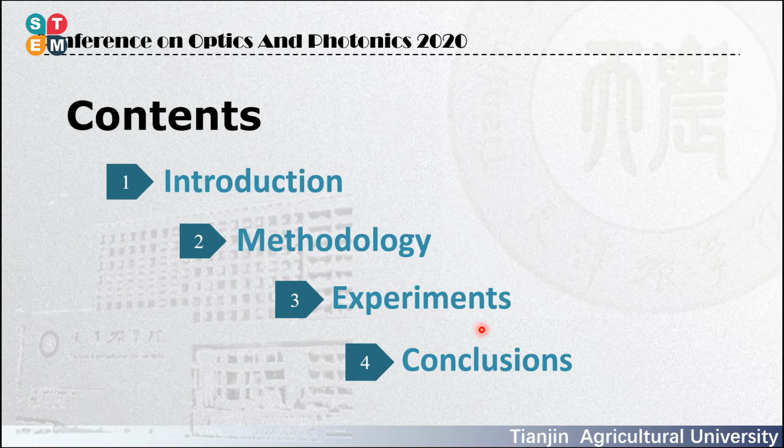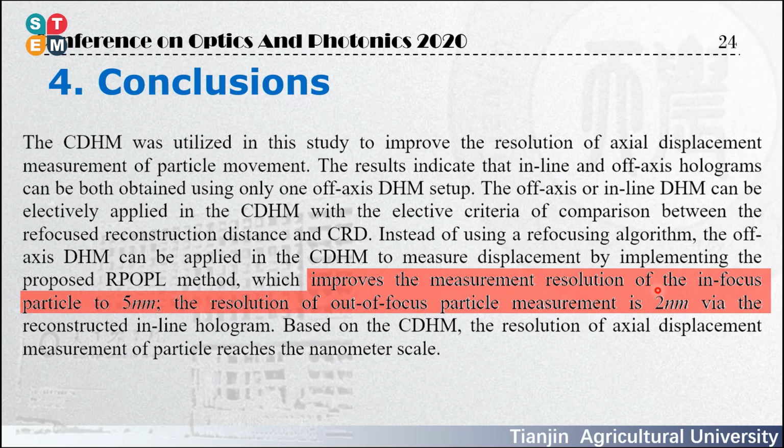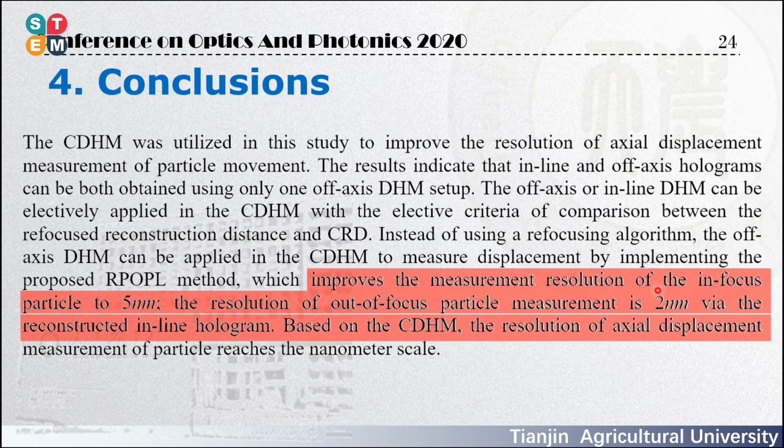At last, we make the conclusions. The CDHM improves the measurement resolution of the in-focus particle to 5 nanometers, and the resolution of out-of-focus particle measurement is 2 nanometers. Based on the CDHM, the resolution of axial displacement measurement of the particle reaches the nanometer scale, and both the in-focus and out-of-focus particles can be measured.